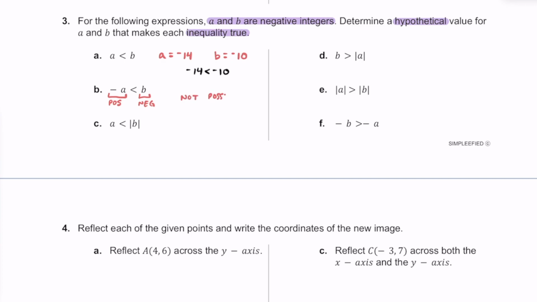So in this particular case, this one is not going to be possible. You could not come up with any numbers or integers that are negative for a and b that would make this true, right? No matter what we choose for a and b, we're going to get that a positive number would be less than a negative number, and that's not possible.